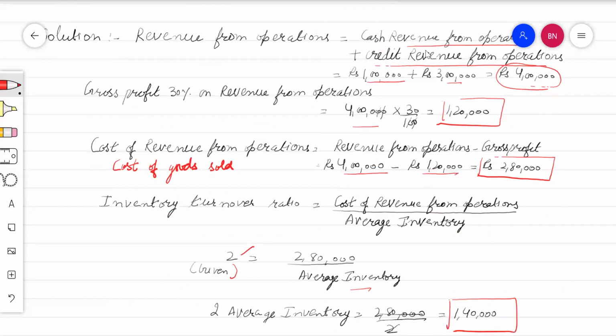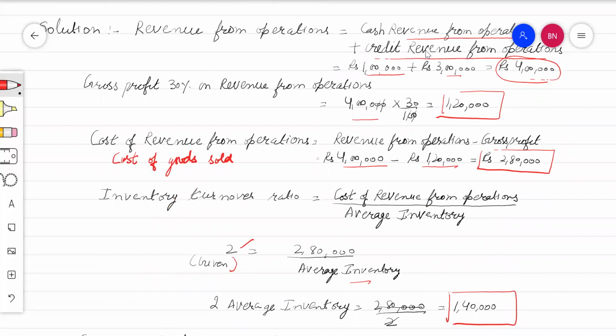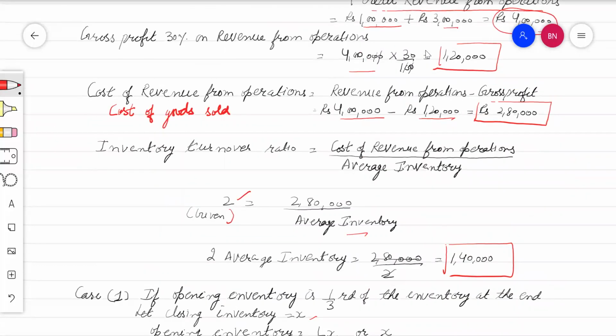Here the inventory turnover ratio is given as 2 times and cost of revenue from operations is rupees 2,80,000. After cross multiplying, 2 times average inventory is equal to 2,80,000, and average inventory is equal to 2,80,000 upon 2, that is 1,40,000.